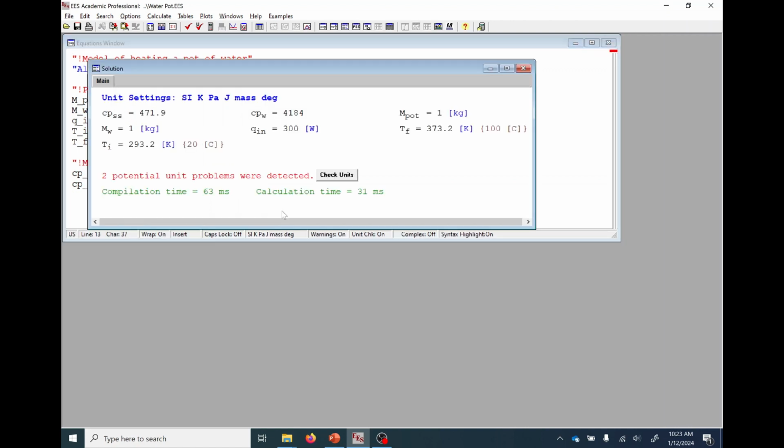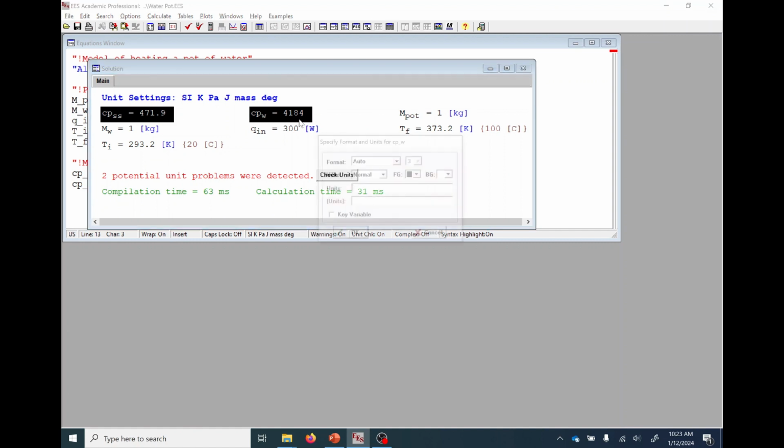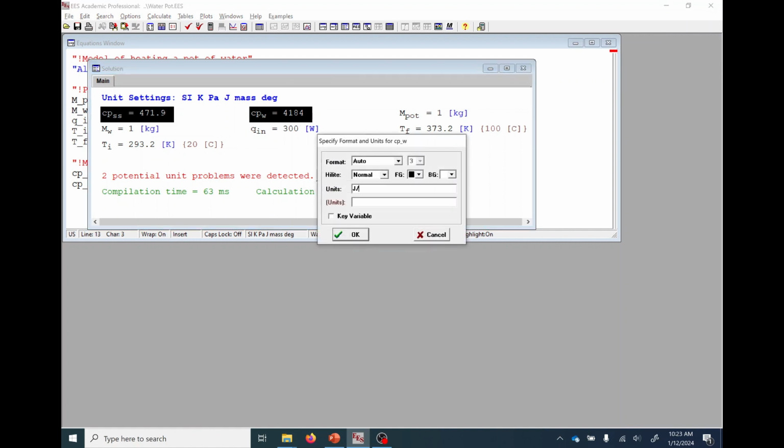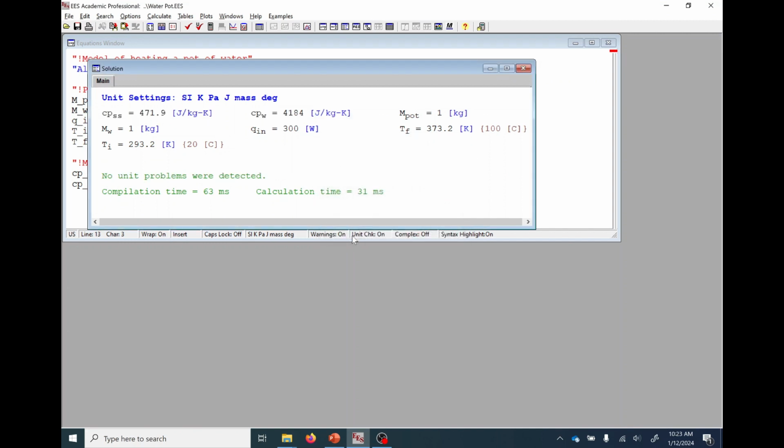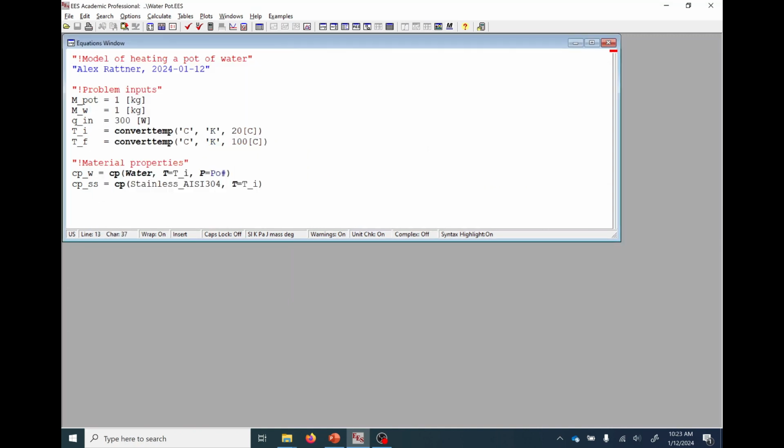We can run this. And we'll note here that we have two potential unit problems. The reason for that is that the two quantities here don't have units set for them yet, but they should be in a given unit system. So let's go in for those. And we know that specific heat in the base SI units should be joules per kilogram Kelvin. So we'll plug that in. Now we've got no unit problems detected, which is a good sign. So we can save this program, Control S, update our guesses, and then we can go back to the coding window.